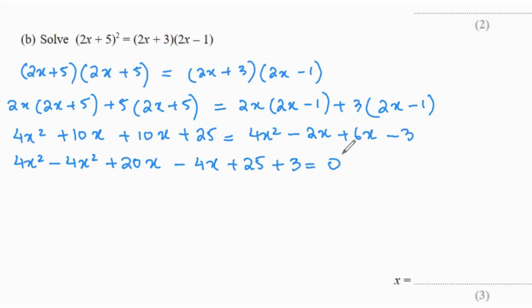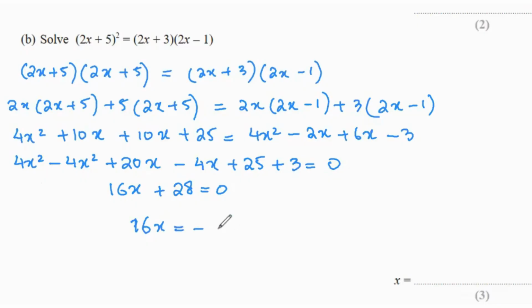When you move the terms from one side to the other side, the sign of the terms changes. So if it's positive, it becomes negative or vice versa. So 4x squared minus 4x squared is 0. 20x minus 4x is 16x. 25 plus 3 is 28.